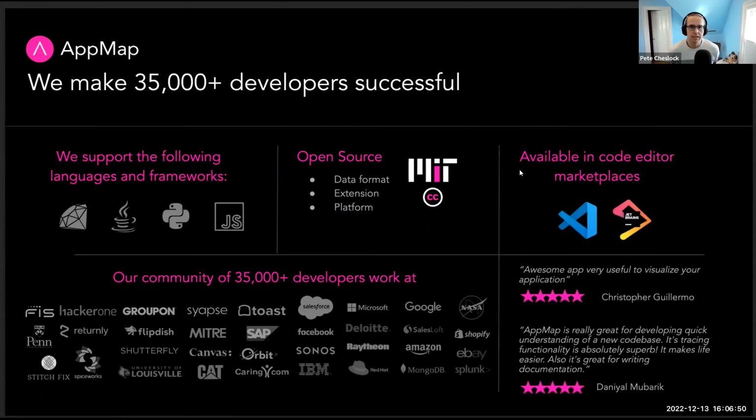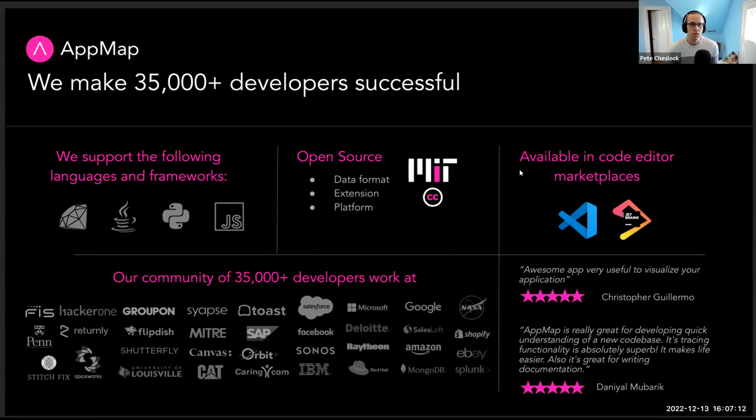AppMap is an open source runtime code analysis tool. We have over 35,000, this might even be 40,000, the number keeps growing over time, open source MIT licensed software with Commons clause. The data format is open source and extensible, and developers continue to extend it.